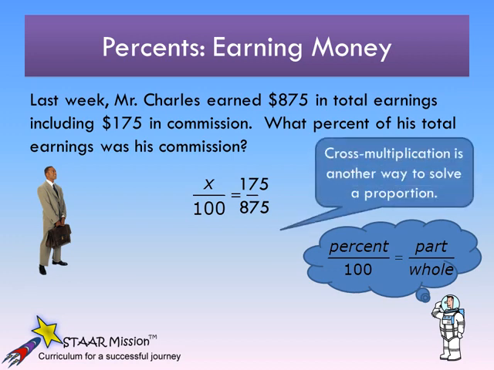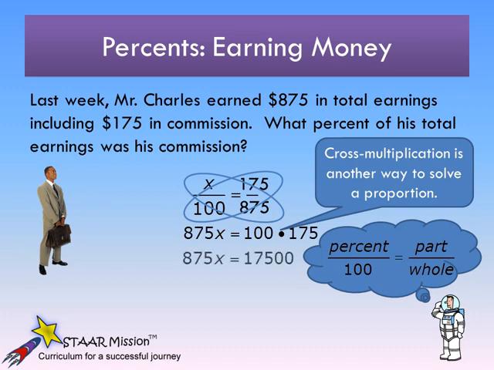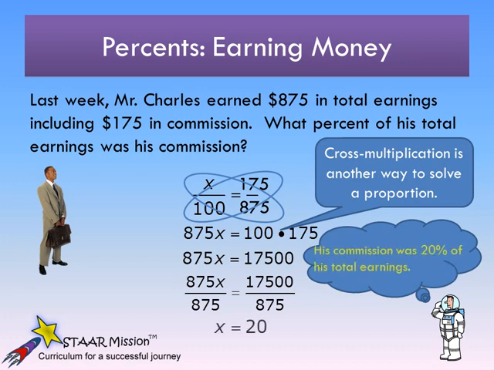To solve for x, we can use equal cross products to set up and solve an equation. Cross multiply for 875 times x and 100 times 175. 875x is equal to 17,500. Divide both sides of this equation by 875 to isolate x. That tells us that x is equal to 20, and that his commission was 20% of his total earnings.